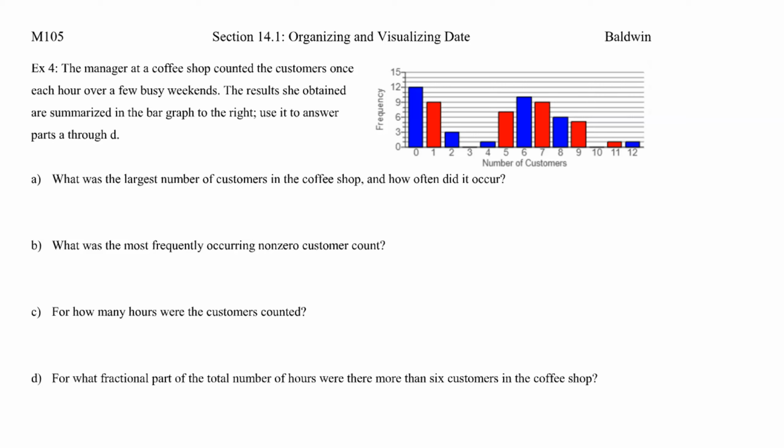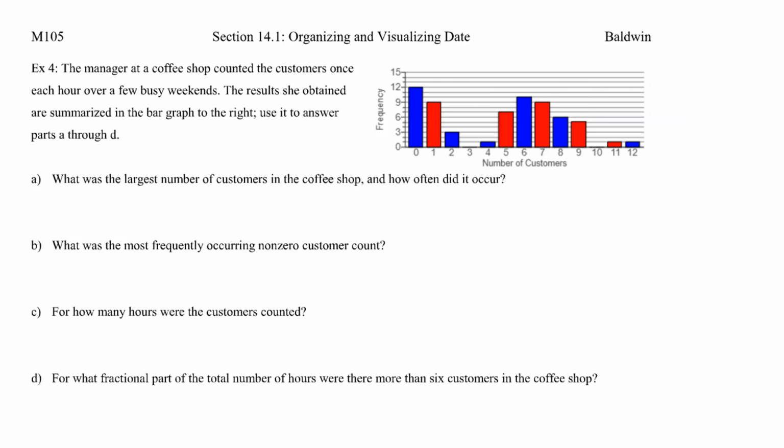So in this video, we're going to finish up the notes for section 14.1. Example 4 says the manager at a coffee shop counted the customers once each hour over a few busy weekends. The results she obtained are summarized in the bar graph to the right, and we're going to use the bar graph to answer a few questions.